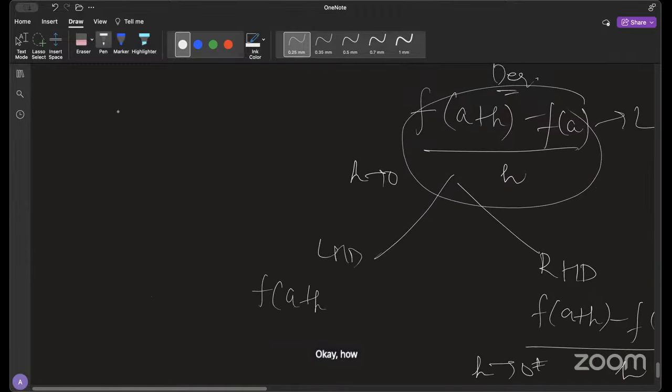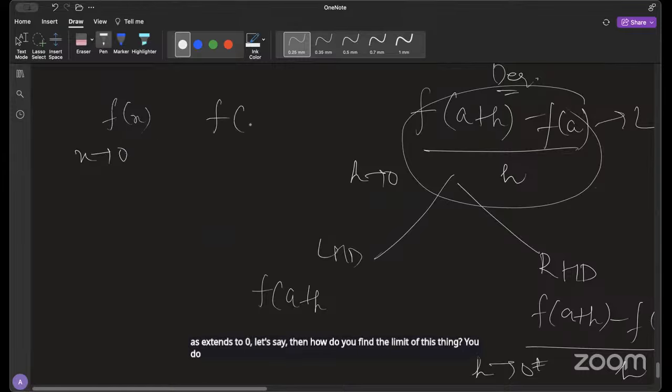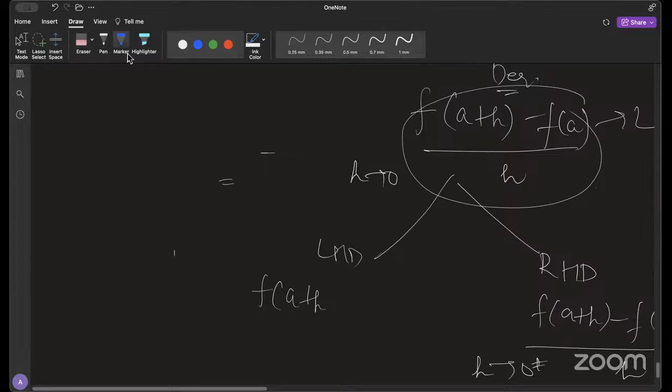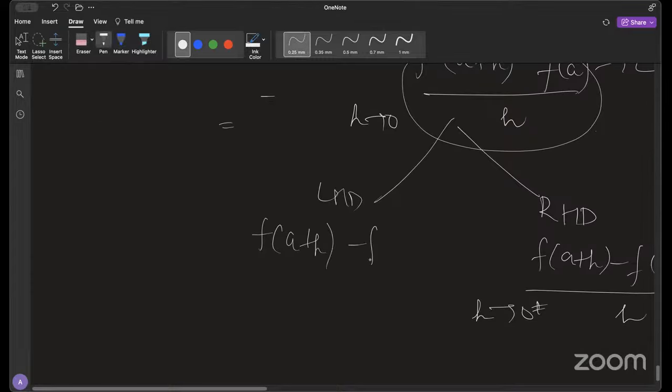Okay, how do you find the limit? If you have f(x) as x tends to 0, let's say, then how do you find the limit of this thing? You do f(0 plus h) as h tends to 0 plus for the right hand, right? And for the left hand, you do f(0 plus h) as h tends to 0 minus. It's the same thing that we're doing here. So for the limit, you do this only, h as h tends to 0 minus.